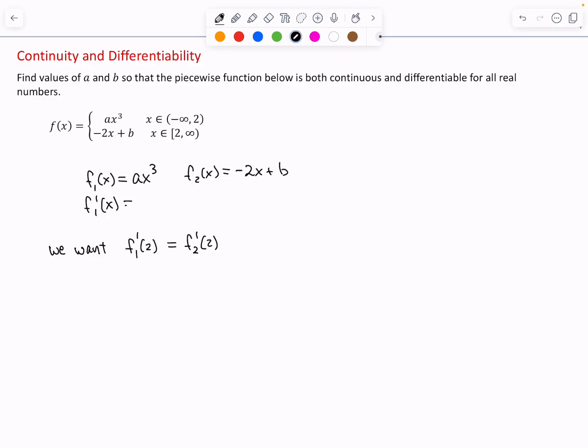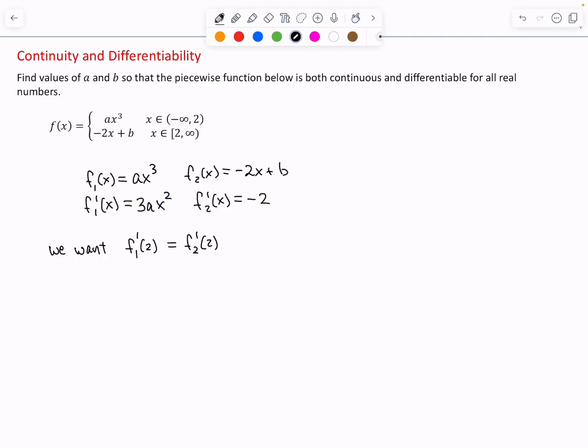f1 prime of x is equal to, use the power rule, 3 times the a, treat a like a constant, and then x to the power 1 less, down to 2. And the derivative of f2, this is a line, its derivative is simply its slope. Now this derivative is non-constant, so we do want to plug a 2 in for the x. This derivative is constant, but if there were an x here, we'd want to plug 2 into that as well.